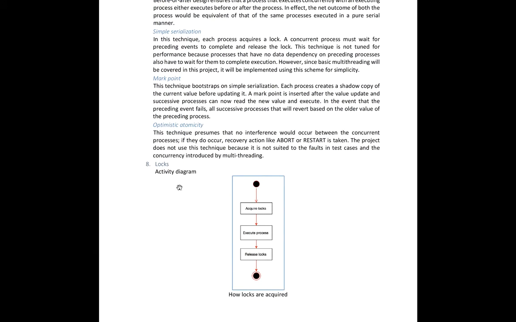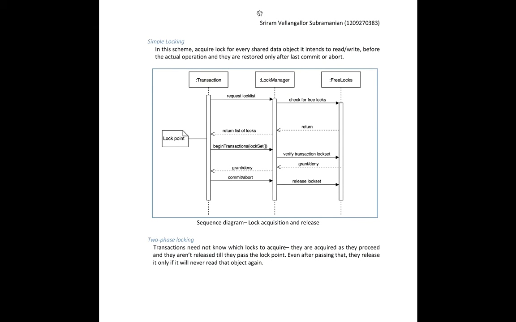Next, I've explained about the locks. So for any locks, first the process would acquire locks, then execute the process and release the locks. I've also explained in a sequence diagram how locks are taken. So whenever a transaction wants to execute, it would first request a list of locks. The lock manager would check which are the free locks in the free locks repository, and this would be returned, and at this point it's called the lock point because the transaction has the list of locks that it needs for the transaction to execute.